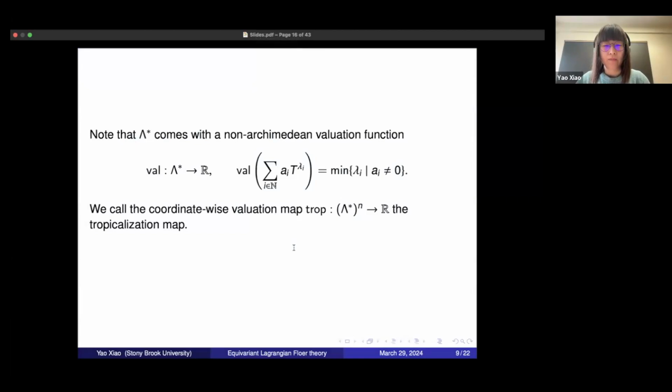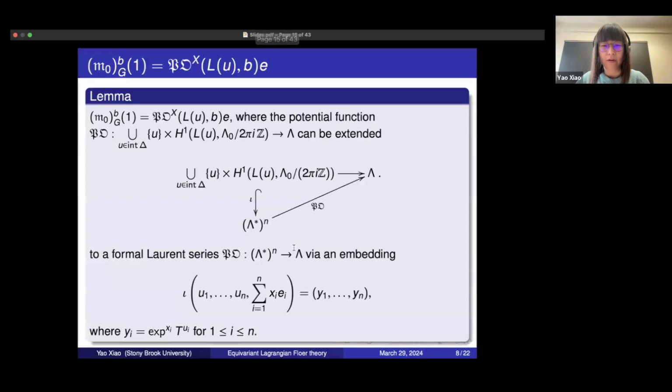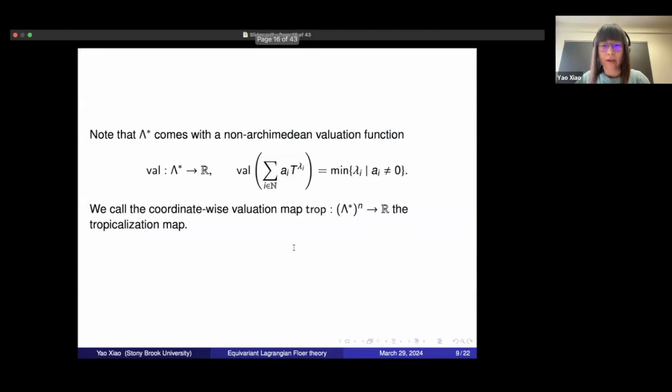Later I will show a result which tells me what kind of Lagrangians will have non-zero equivariant Floer cohomology. And with this tropicalization map, I can see those Lagrangians and manifolds inside the moment polytope. The tropicalization map is just the coordinate-wise valuation map. The valuation of a series of this form is the minimum of the energy such that a_i is non-zero.